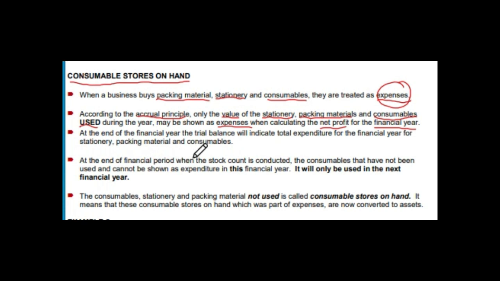At the end of the financial period, when the stock count is conducted, again we see our keywords. When the stock count is conducted, the consumables that have not been used cannot be shown as expenditure in this financial year. It will only be used in the next financial year.